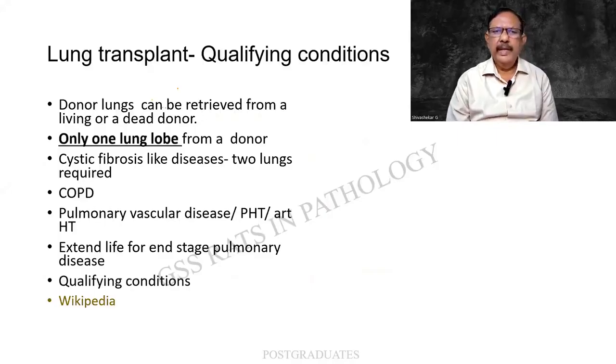Lung transplant, again, there are certain qualifying conditions. You find that only one lobe from a donor, preferably a part lobe. Diseases such as cystic fibrosis, where two lungs are required, should be from different donors. COPD, pulmonary vascular disease, or hypertension, or arterial hypertension. And finally, it all means extension of life in an end stage pulmonary disease. And these are all the qualifying conditions, thanks to Wikipedia.